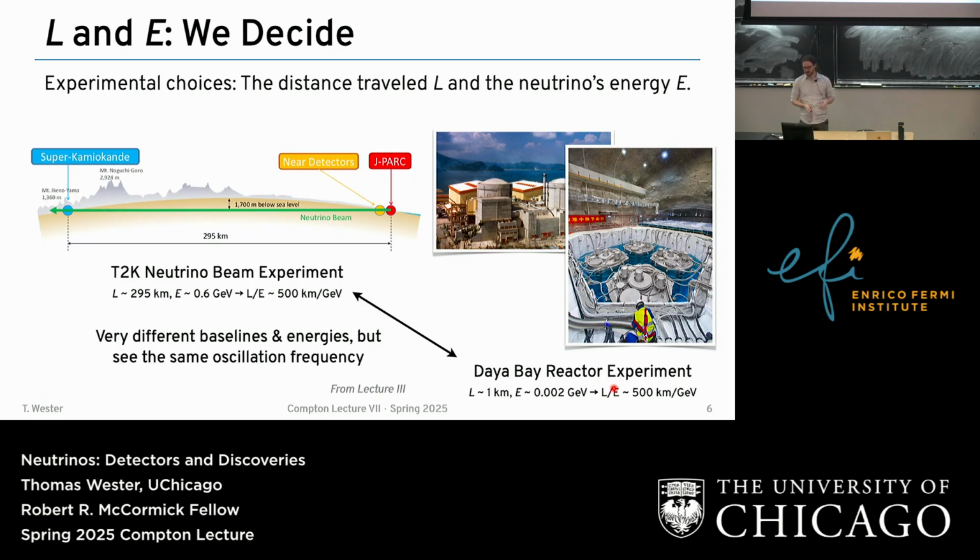And if you look at the L over E for Daya Bay, the baseline, as I mentioned, was about 1 kilometer, but the energy of the neutrinos coming from the reactor is much lower than the energy from the T2K experiment. So much lower, in fact, that even though they're only 1 kilometer away, the L/E ratio works out to be about the same, about 500 kilometers per GeV. So this is an example of 2 different experiments that have very different baselines and energies, but they see the same oscillation frequency because the L/E value is the same.